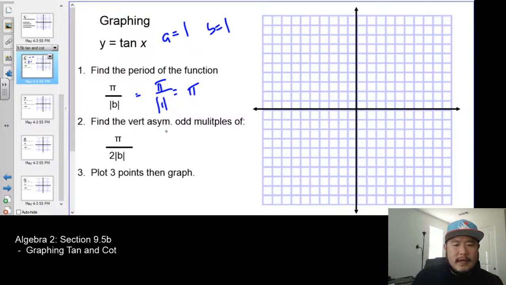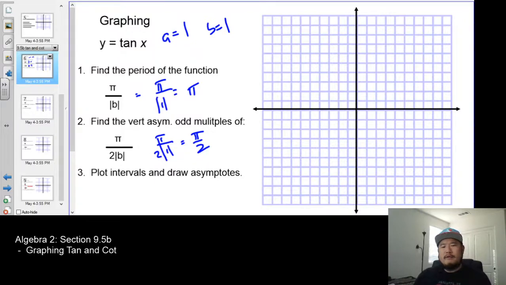Then we're going to find the vertical asymptotes, multiples of pi over 2 absolute value b. So right here, we have pi over 2 absolute value of 1, and that's going to be equal to pi over 2. Now let's go to step 3, plot our intervals and draw our asymptotes. Now, as we've constantly been doing throughout graphing, we're going to split things up into fourths. So let's go ahead, I'll draw 4 hash marks to the right and also 4 hash marks to the left. And these will represent our fourths.